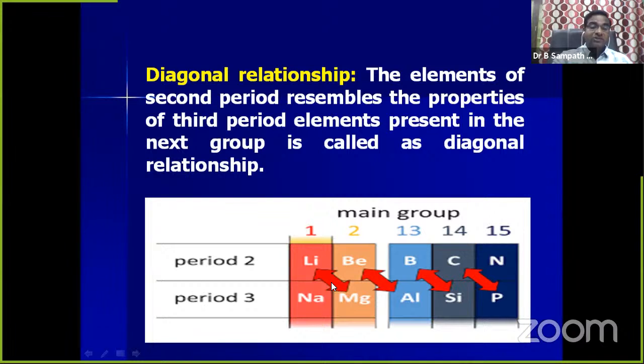For example, if anybody asks you, which of the following elements is diagonally related to magnesium? If the options are lithium, beryllium, boron, carbon. Here magnesium atomic number is 12. Just subtract 9. 12 minus 9, how much? 3. Like that, aluminum is 13. 13 minus 9, 4. Silicon is 14. 14 minus 9, 5. Phosphorus 15. 15 minus 9, 6. So like that, we can get, the difference is 9.